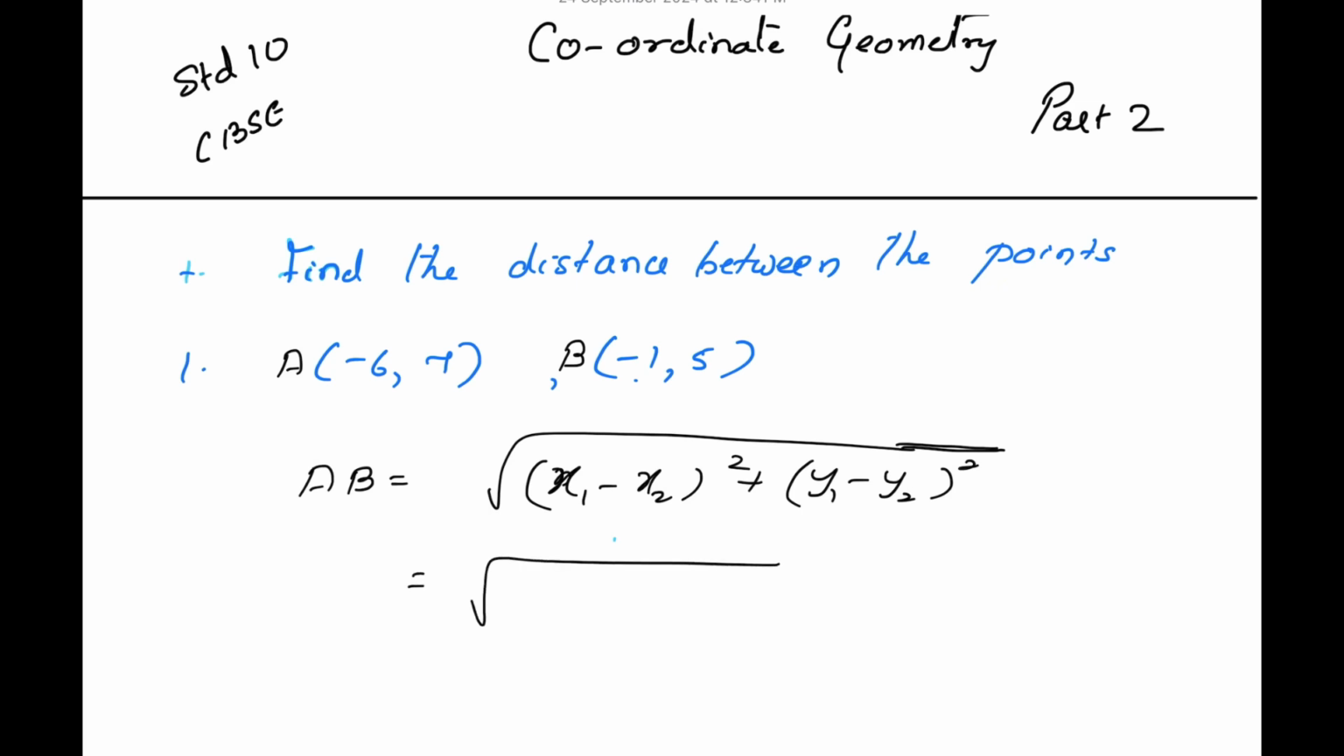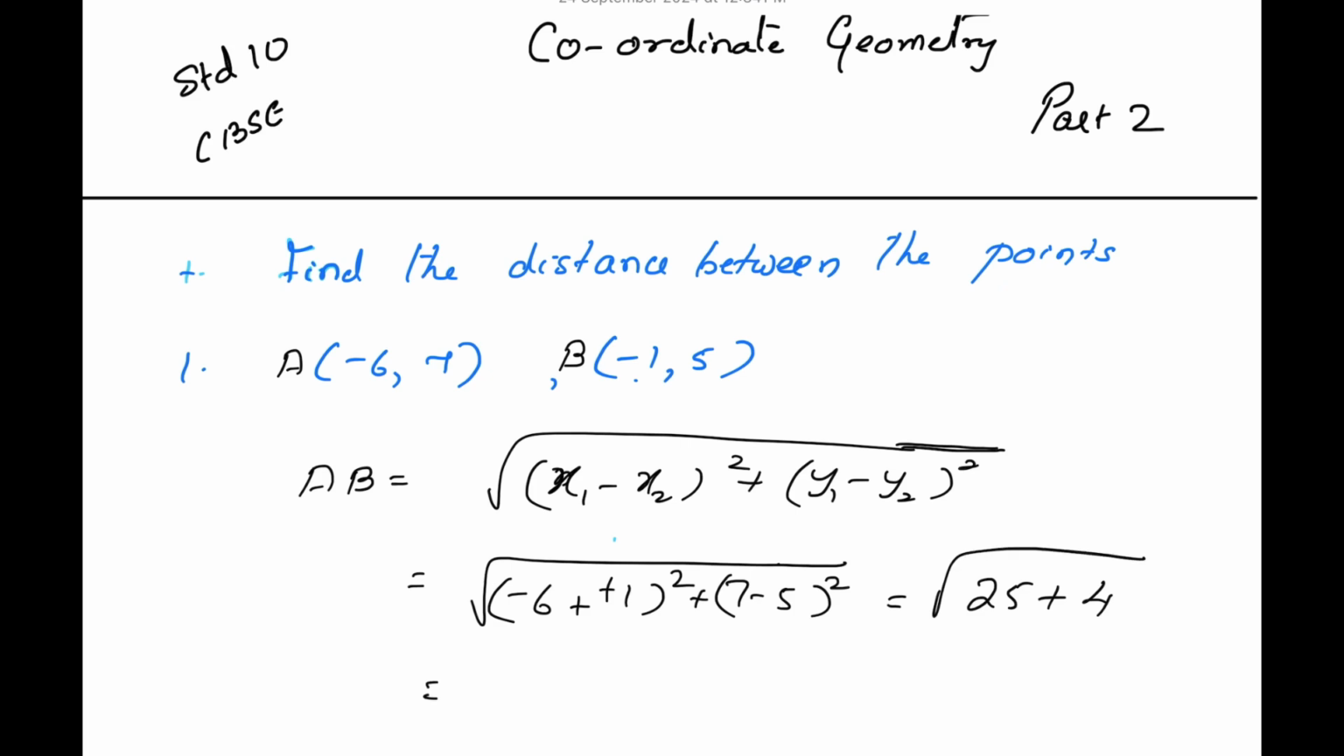So here it is minus 6 minus minus 1 the whole squared plus 7 minus 5 the whole squared. So this will become 1, this will become plus plus. So minus 5 the whole squared will become 25 plus 4 equal to root 29 units.